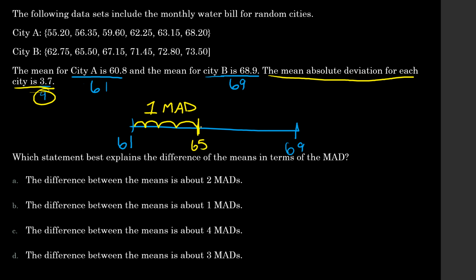So let's go up 4 more. So 1, 2, 3, 4. When I travel another 4, that's another 1 mean absolute deviation. And if I have 65, if I were to add 4 to that, I would end at the 69. So it took me 2 mean absolute deviations to get from the mean of city 1 to the mean of city 2, which means that the difference between these two cities is about 2 mean absolute deviations.